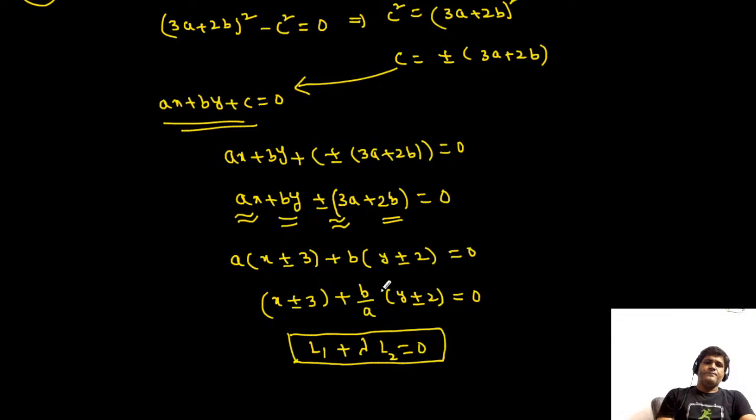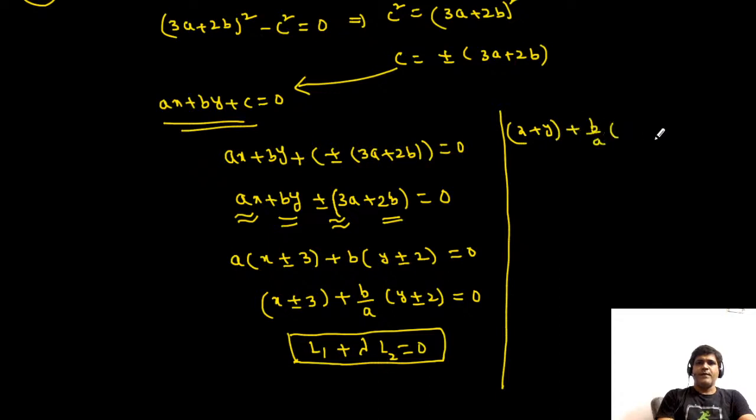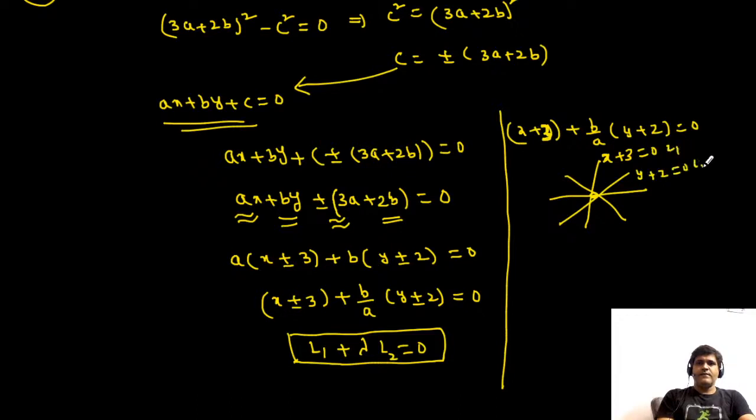Since plus or minus is there, if you take the plus sign, this is x + 3 + (b/a)(y + 2) = 0. So how will be this family? Here b/a is the parameter, so this is the family of lines in which one line is x + 3 = 0 and another line is y + 2 = 0. This is L1 and this one is L2.